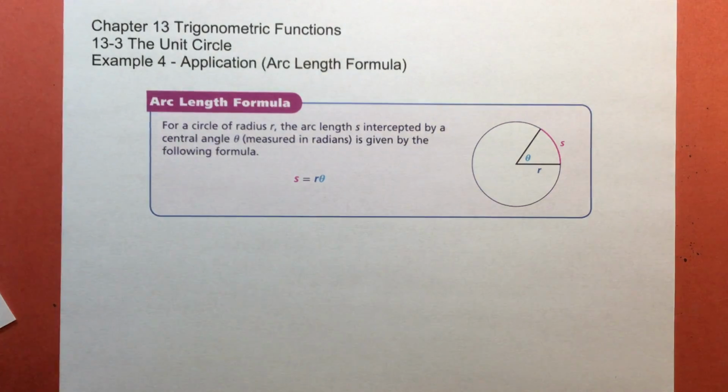Hello, welcome back to Chapter 13, Section 3, where we're talking about the unit circle, and we've introduced the idea of radian measure. As we start to tell you what radians are, as you go through more advanced math and physics, you're going to be using radian measures whenever you're dealing with wheels or things that spin.